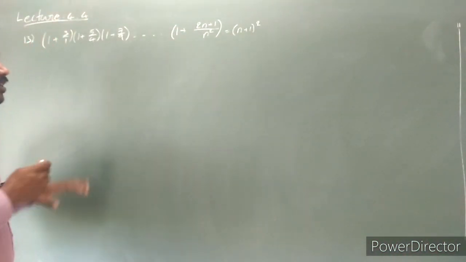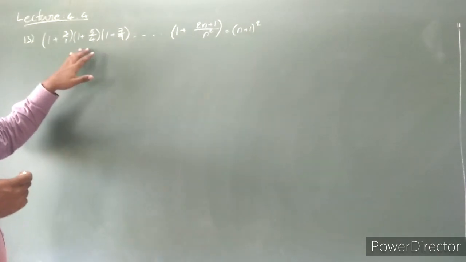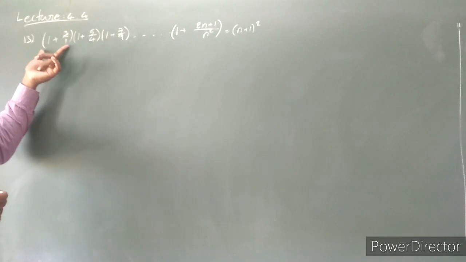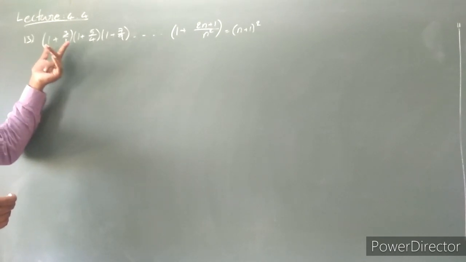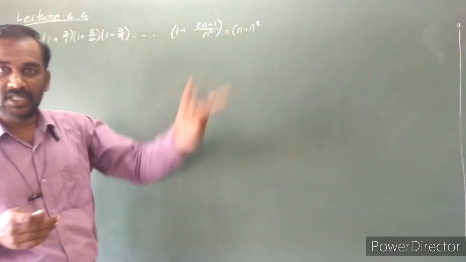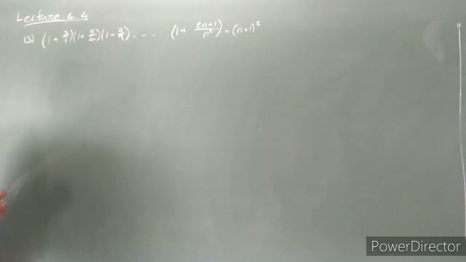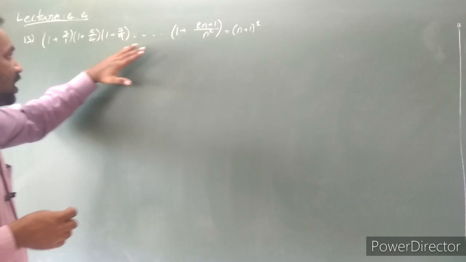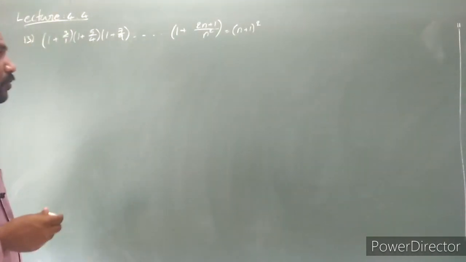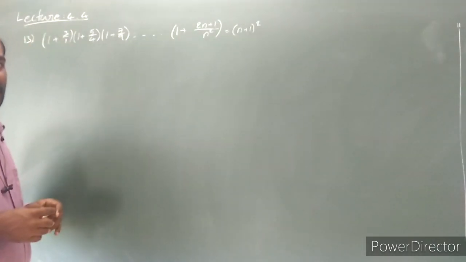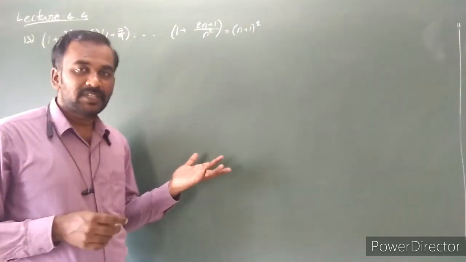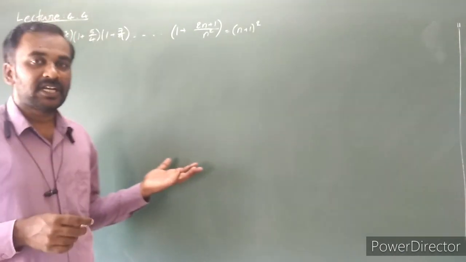Here, in previous problems we used to see a plus in between, but here it is a product of the terms. This is the first bracket, first term, second term, third term, and the product of the terms is like a geometric progression. This LHS equal to RHS we need to prove by the principle of mathematical induction. What is the principle of mathematical induction?